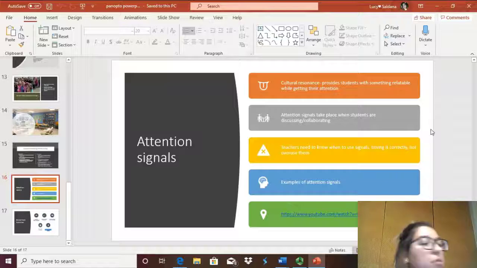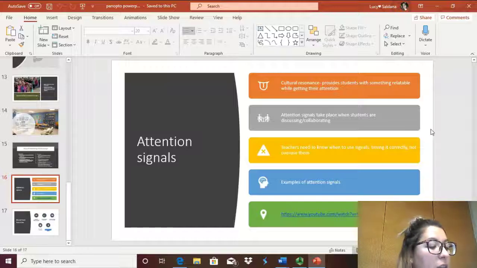Some of the examples of attention signals that are effective were found in our book on pages 164 to 170. One of the signals was called student call. That's when the teacher calls the name of the class and the students respond with woohoo, or that's who we are. So that's a good way of getting your students engaged.